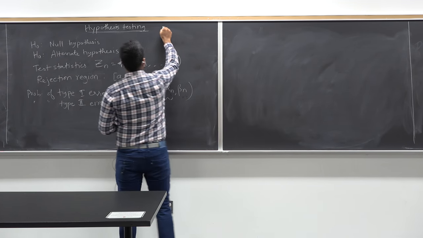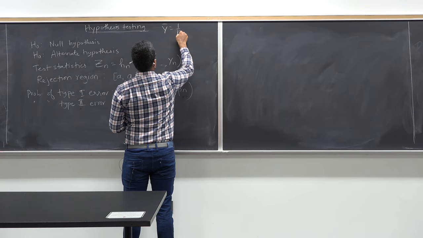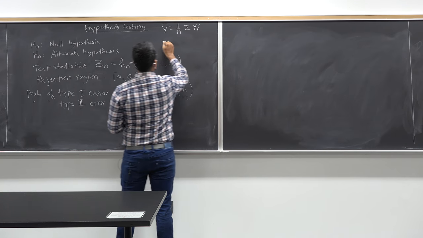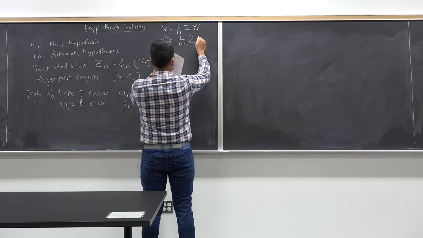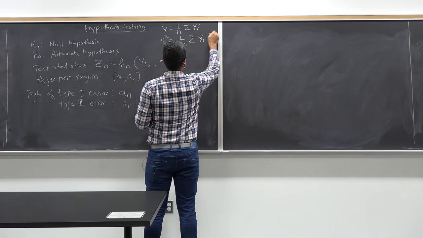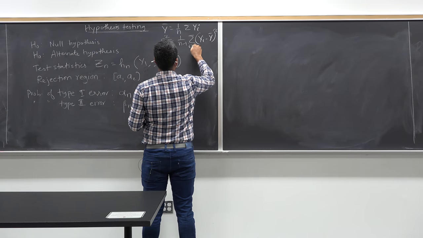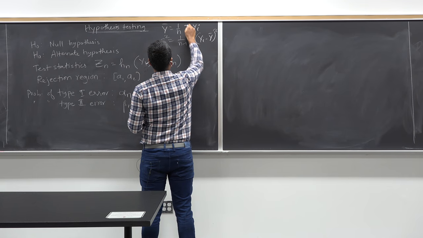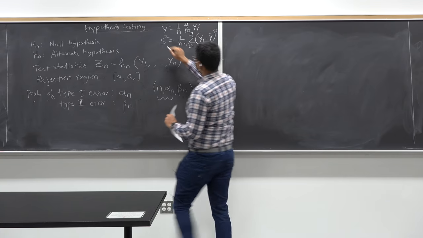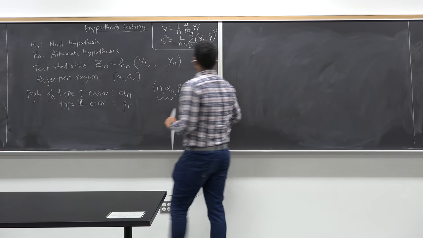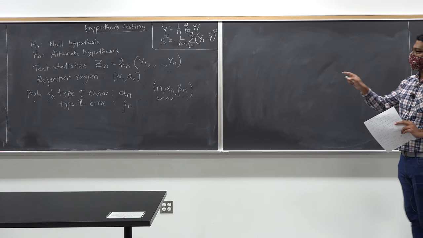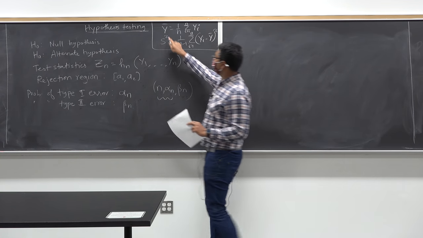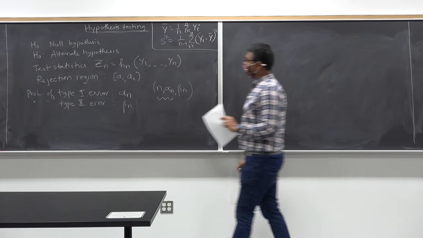Let me remind you, y bar is 1 over n summation of yi, and s square is 1 over n minus 1 summation of (yi minus y bar) square, with i equals 1 to n. All of this is something we have studied several times now. So based on the data y1 to yn, I can compute y bar and I can compute s square.